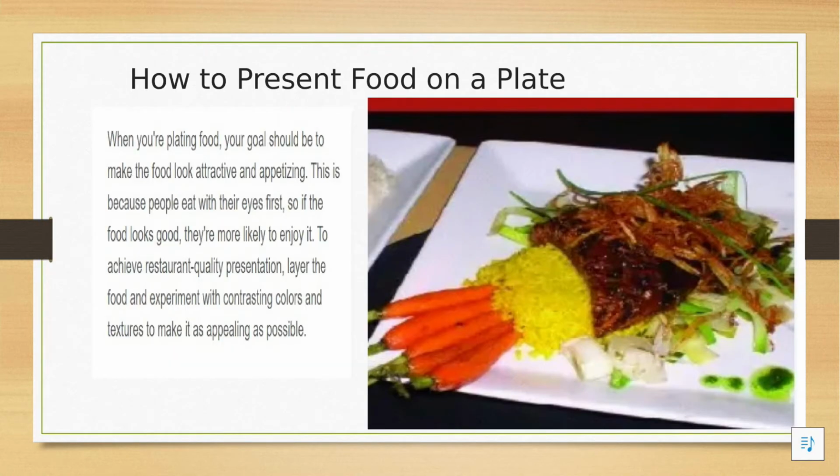How to present food on a plate? When you are plating food, your goal should be to make the food look attractive and appetizing. This is because people eat with their eyes first. So, if the food looks good, they are more likely to enjoy it. To achieve a restaurant quality presentation, layer the food and experiment with contrasting colors and textures to make it as appealing as possible.